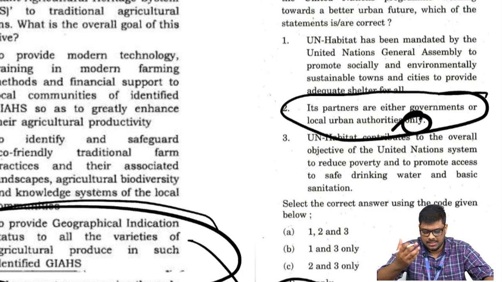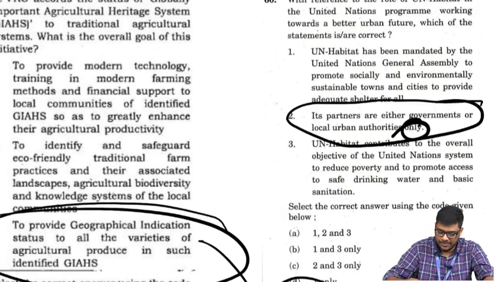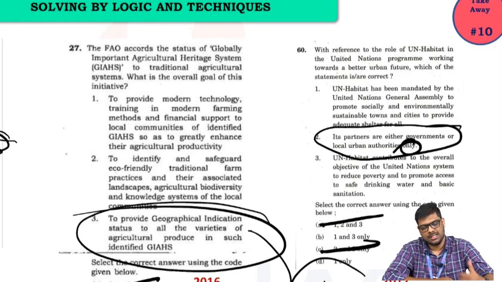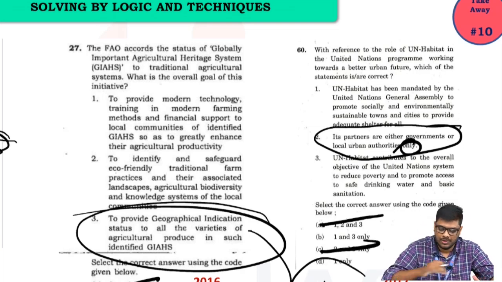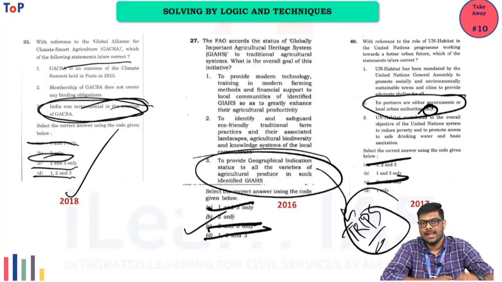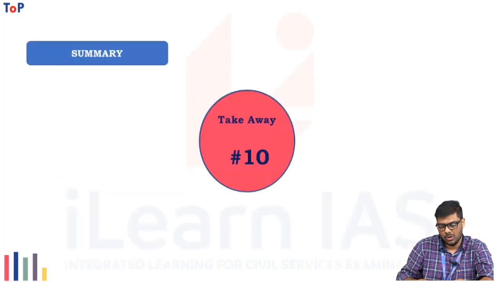Okay, so its partners are either governments or local urban authorities. Okay, only is a rotten tomato. So eliminate that statement and you will get 2 options. Read the rest 2 statements. If they are positive, general in nature, go for it. Okay, you will get the answer. So this is how you have to apply your logic and techniques if the question is possible by doing so. Getting me? So this is what I have to tell you with the global initiatives.